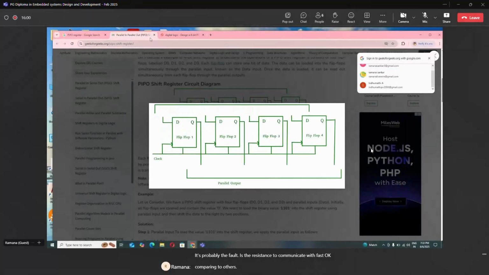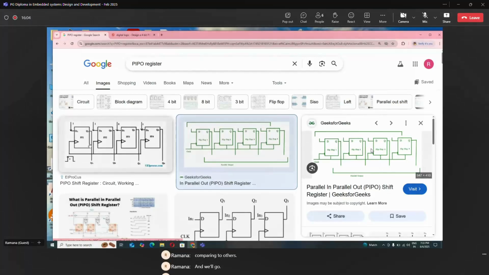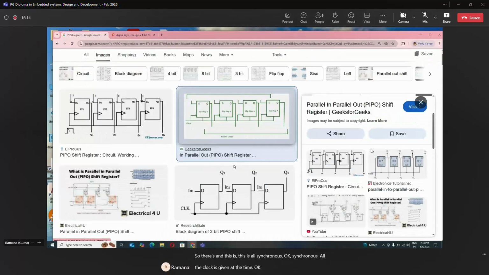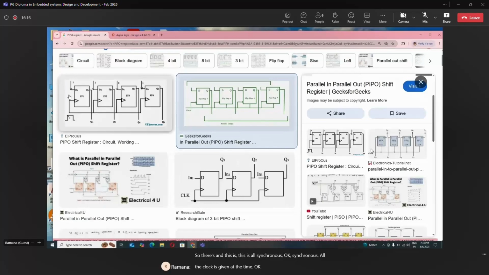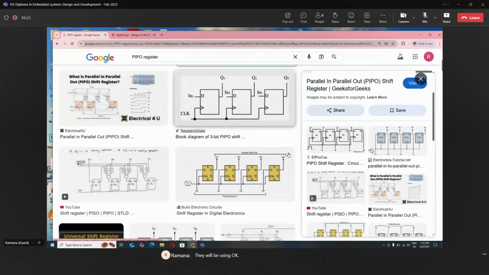Now we'll go. So this is all synchronous, okay, synchronous. See, all the clock is given at a time. The clock is mostly the asynchronous, you won't use, rarely will be using. Okay, so everything clock.